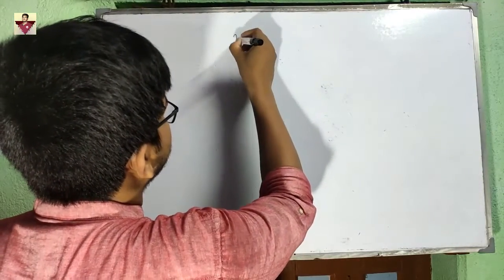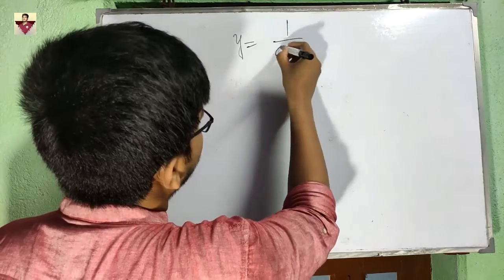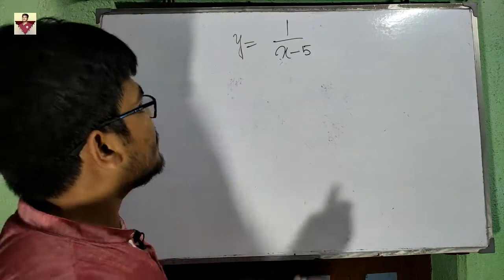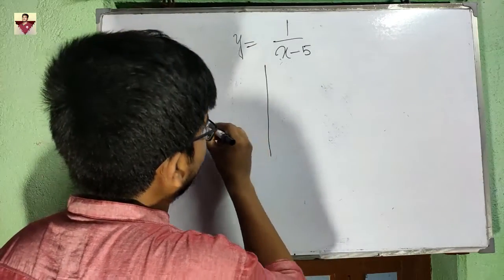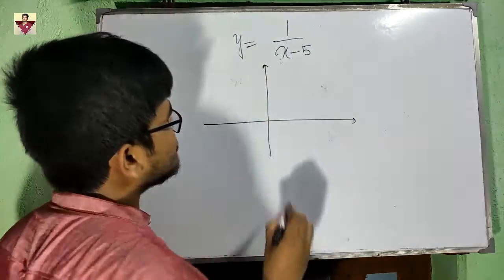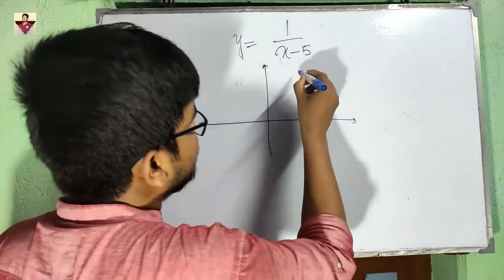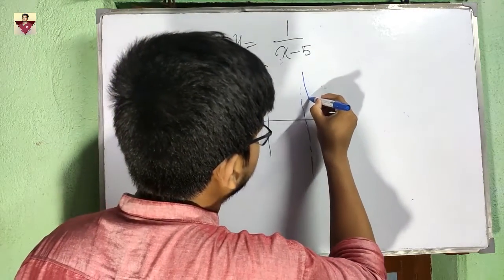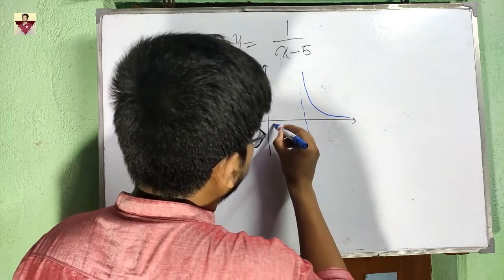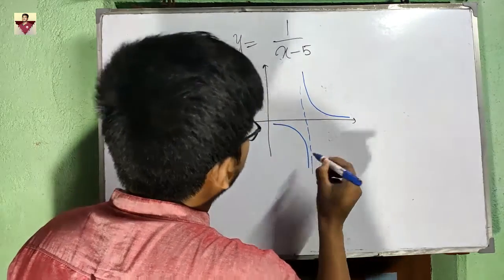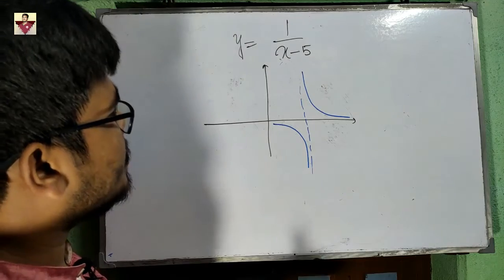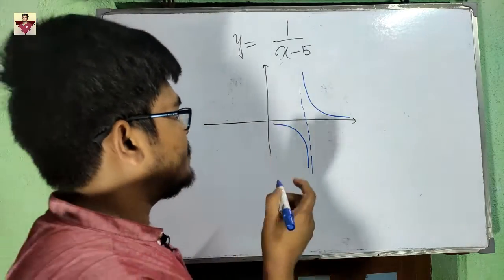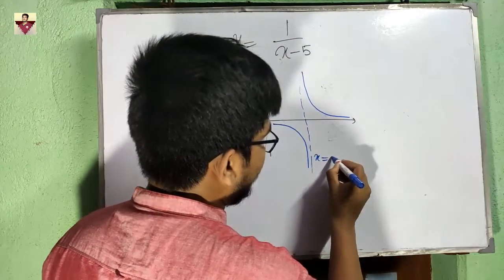Given function y equal to 1 by x minus 5. You need to first realize how this function varies with x. This is a basic function. If you plot this function, you will find that the function varies like this. This is an odd function and it is symmetrical about the opposite coordinates, you can say. So this is x equal to 5.